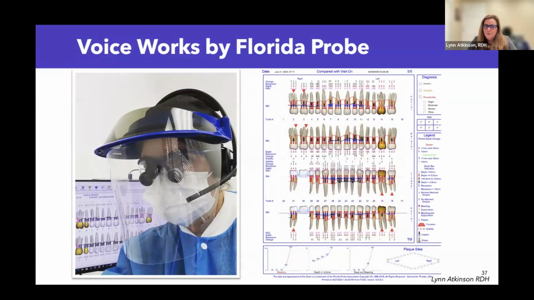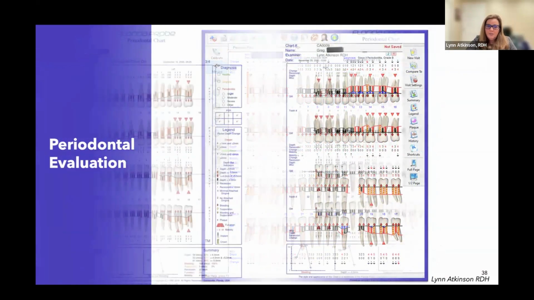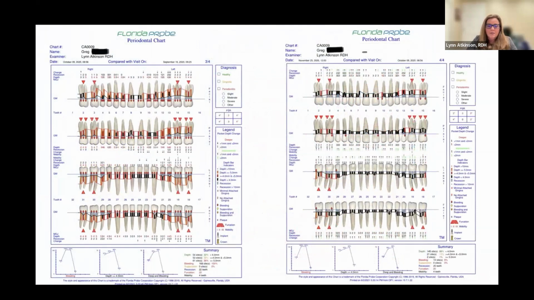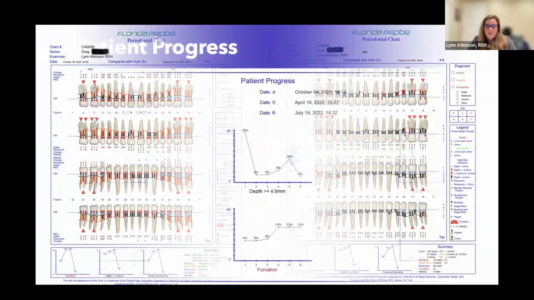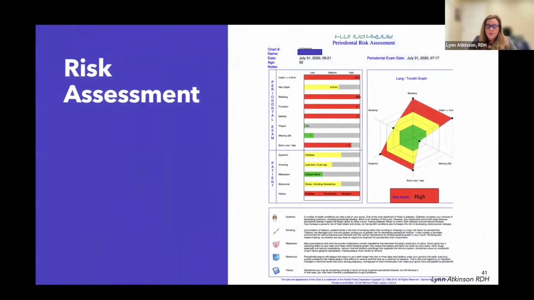I also do VoiceWorks by Florida Probe, because that really helps me in diagnosis and gives a graphic representation, not only for me, but for the patient to see what's going on periodontally. So I just kind of want to move past those. You can see that you can compare from one point before you did laser periodontal therapy till afterwards. You can track the progression of their percentages of bleeding points.